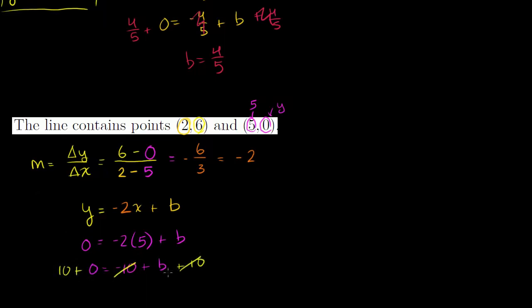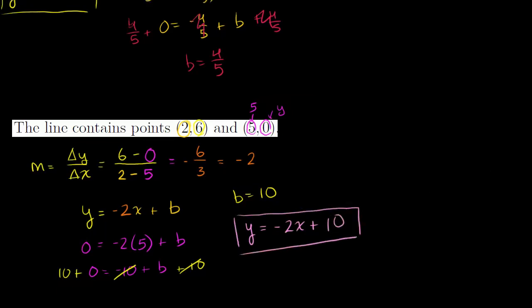These two cancel out, and you get b is equal to 10 plus 0, or 10. So you get b is equal to 10. And now we know the equation for the line. The equation is y, let me do it in a new color. y is equal to negative 2x plus 10. And we are done. Let's do another one of these.